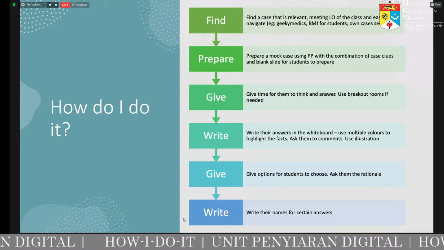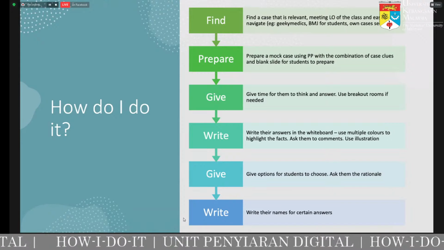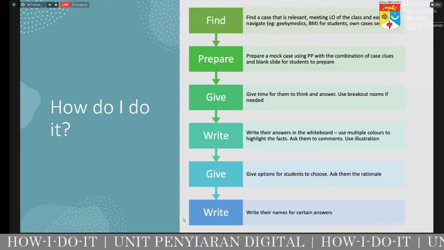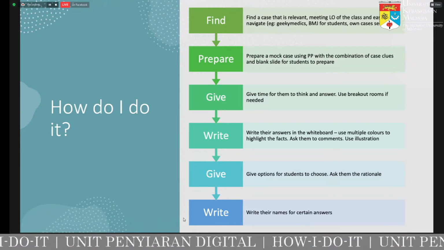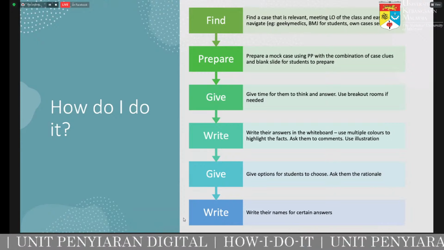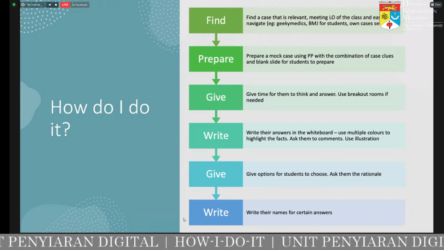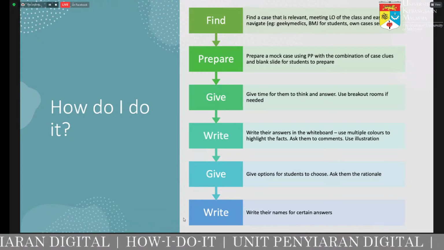So the next is Dr. Tay. Dr. Tay is going to demonstrate to us how they use DXR clinician, and how that helps student learning. Yeah, Dr. Tay. Okay. Thank you very much, Prof. Kong.